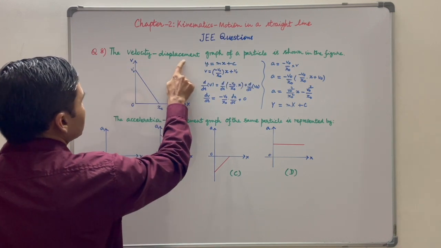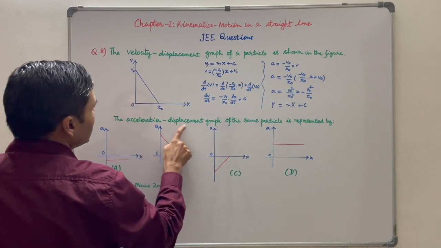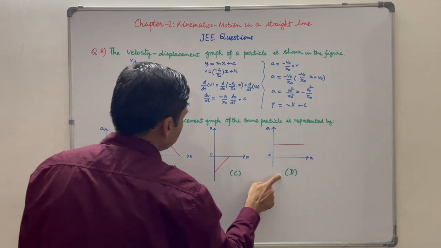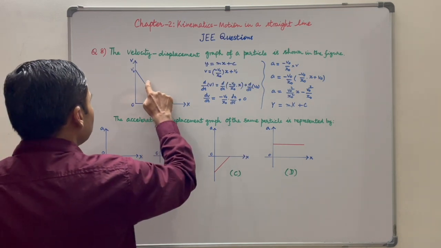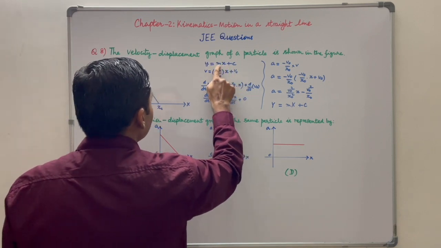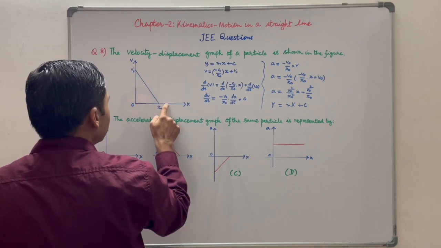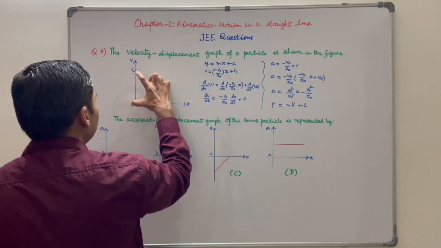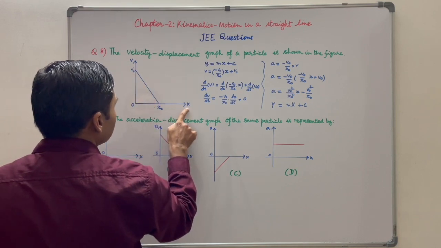Eighth question. The velocity displacement graph of a particle is shown in the figure. This is the figure. The acceleration displacement graph of the same particle is represented by these options. This question appeared in JEE Mains 2021. So the equation of this line can be given by y is equal to mx plus c, where m is the slope of this line. Slope of this line will be negative as it is making more than 90 degree with the positive x-axis, and magnitude of the slope will be v0 upon x0. On the y-axis is v, on the x-axis is x.